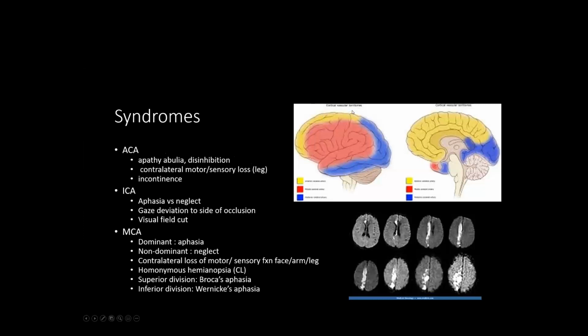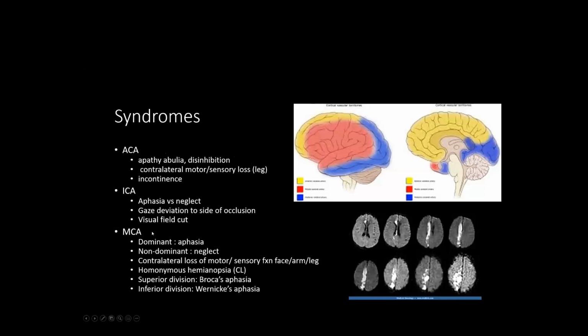The ICA, that's the most proximal part of the intracranial circulation, so that has the most devastating kind of stroke. It'll consist of aphasia or neglect, depending on whether you're involving the dominant side or the non-dominant side. You will see a gaze deviation to the side of the occluded artery, and potentially a field cut if you can tease it out.